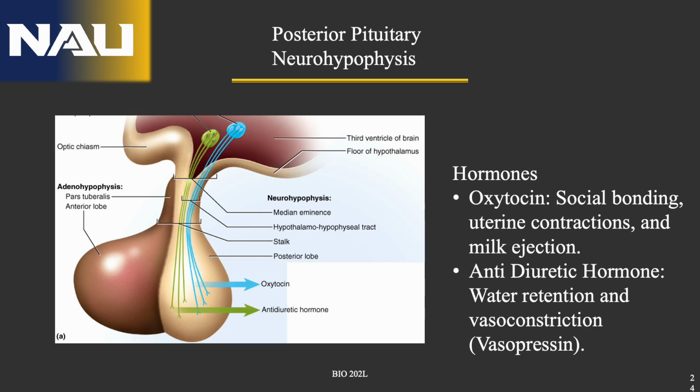Antidiuretic hormone, or ADH, is also known as vasopressin. It helps regulate water balances in the body. It promotes water reabsorption in the kidneys, reducing urine volume and helping maintain blood pressure. Here we have a diagram showing the pathways of oxytocin and ADH in the posterior pituitary.